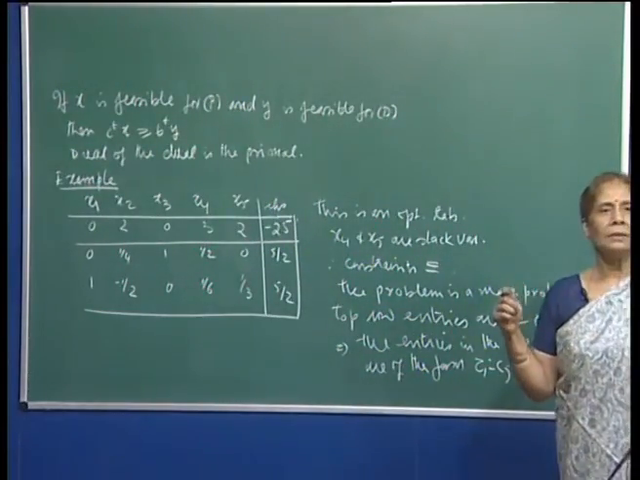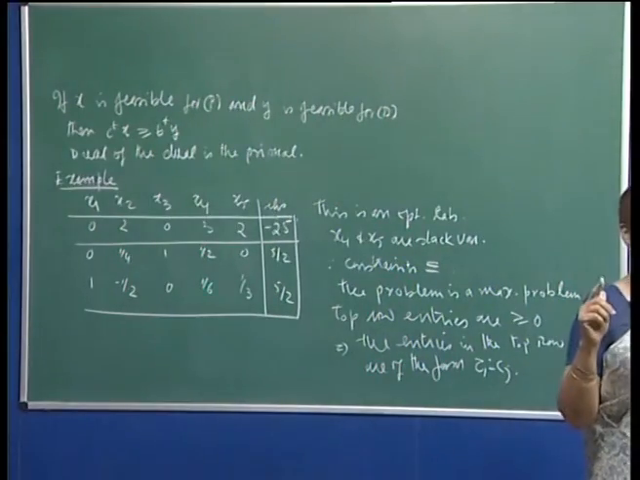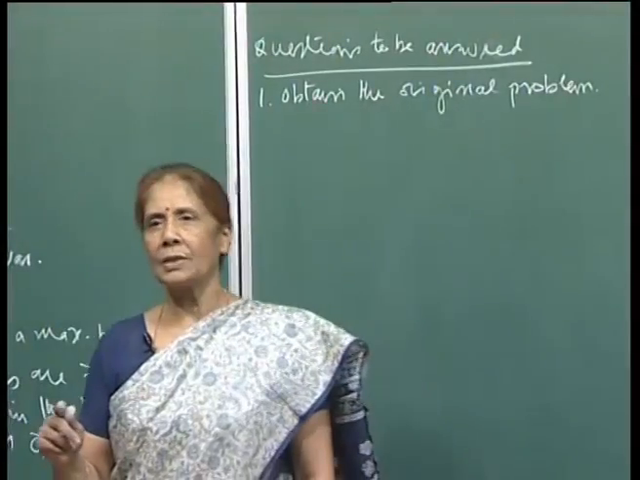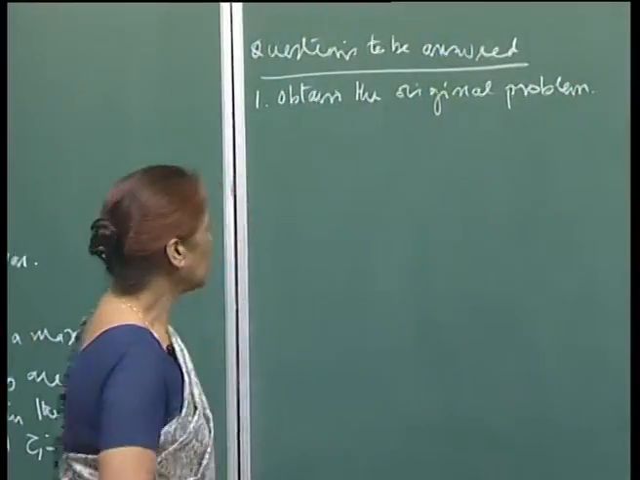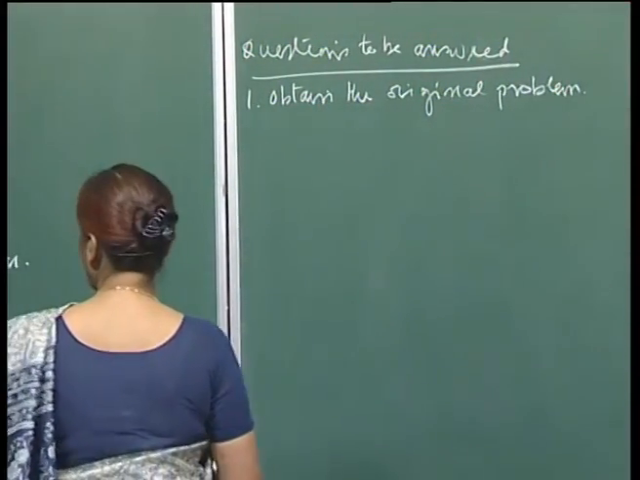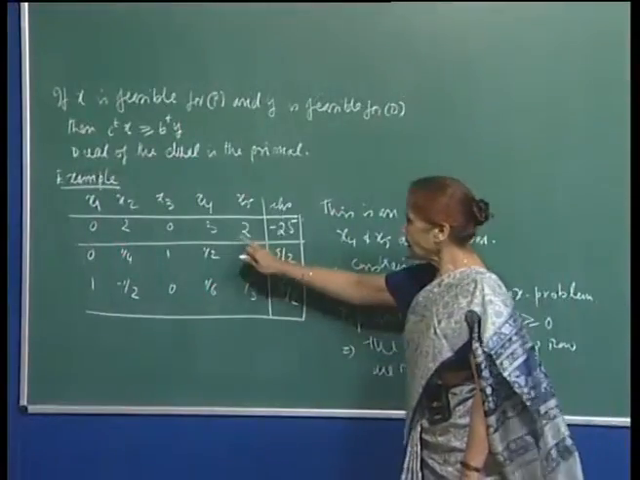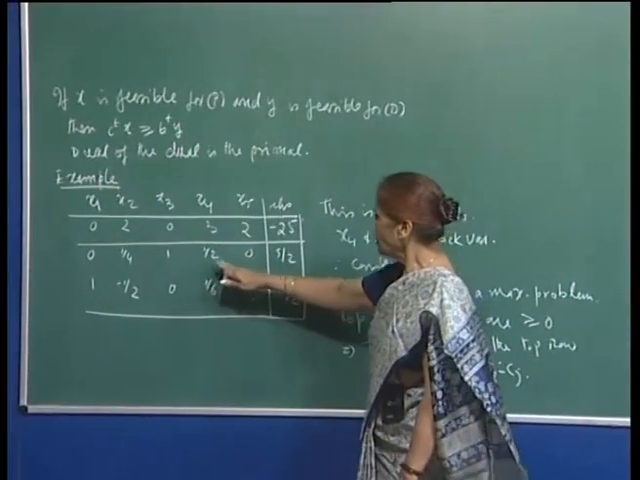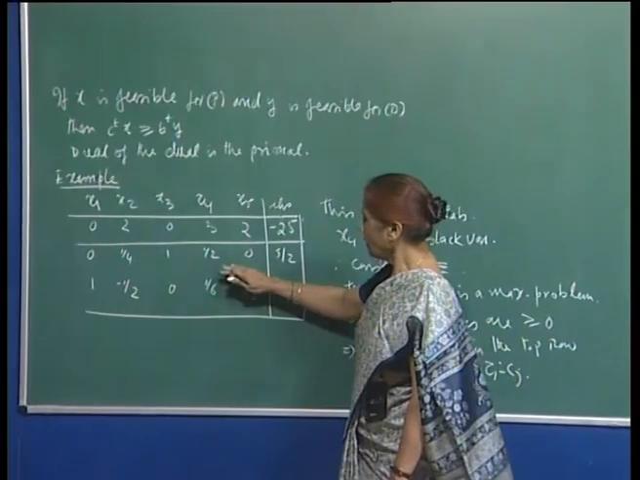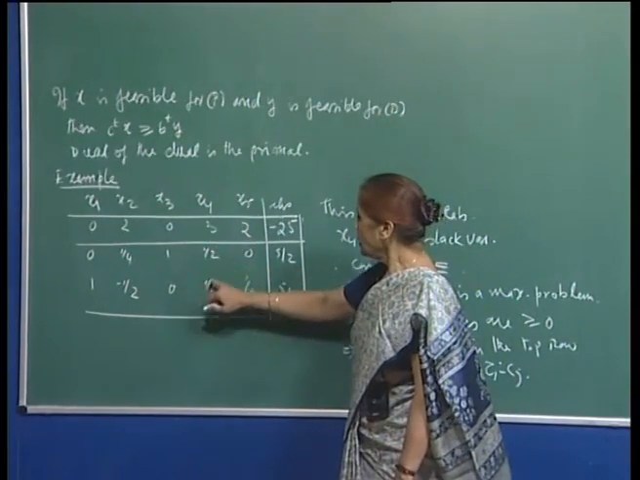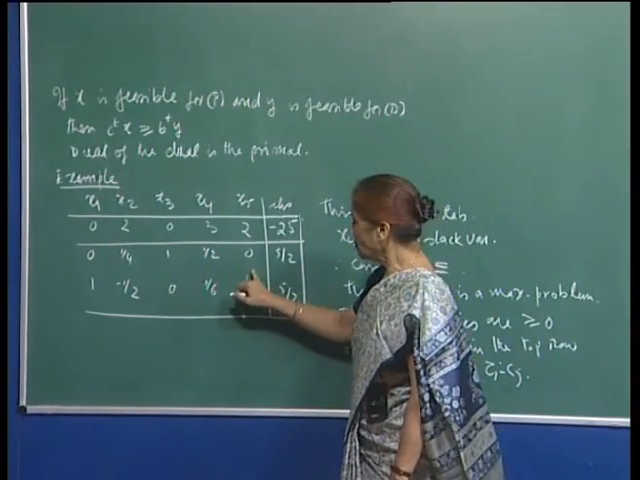Can I get back the data for the original problem? That means, can I get the Cj's, the matrix A, and the right hand side B, right? Okay, so let us quickly do it. Now, first of all, since x4 and x5 are slack variables, that means when you started the simplex algorithm, these two columns were E1 and E2, right?